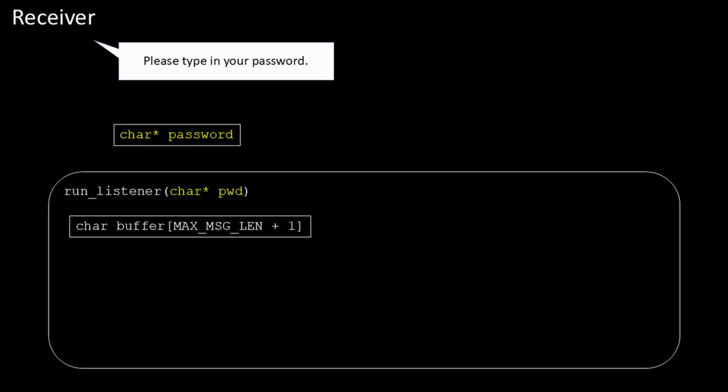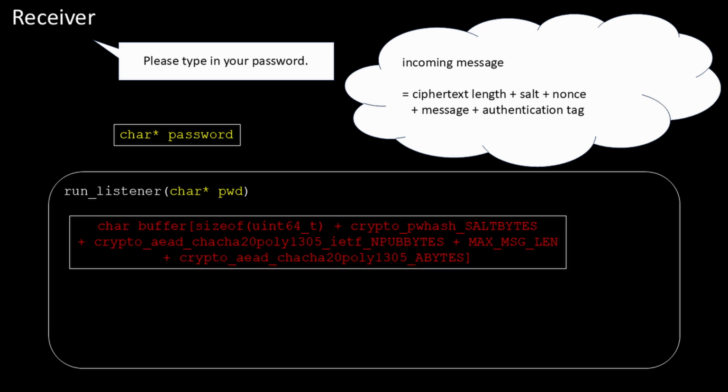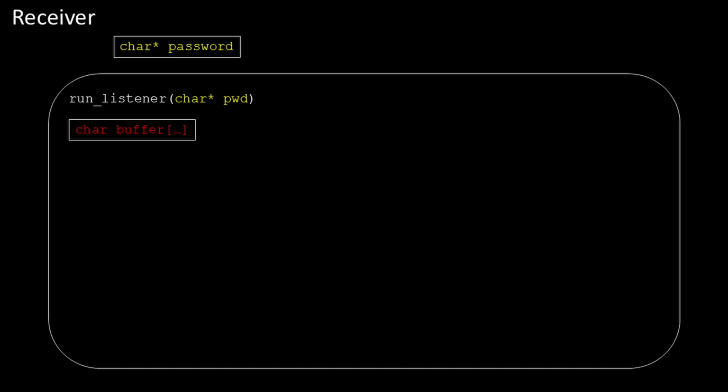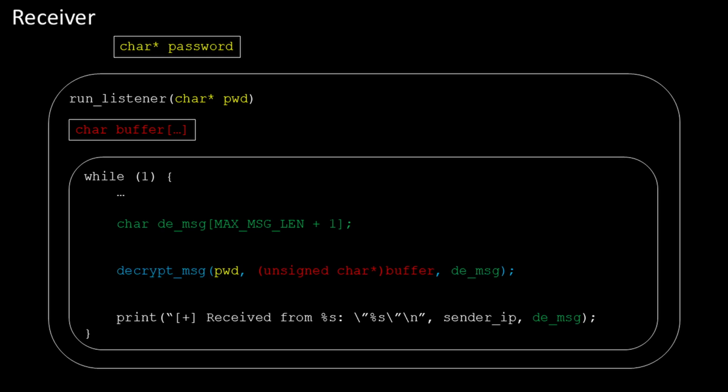Inside this function is a character array buffer with the maximum message length plus 1 byte for storing the incoming messages. But consider that each incoming message contains the ciphertext length, the salt, the nonce, and the ciphertext itself, which consists of the message and the authentication tag. I need to make the buffer bigger to capture all of this information. Next, inside this run listener function there is a while loop that runs indefinitely to print out the incoming messages. After receiving the incoming message and storing it in the buffer, a character array needs to be created for the decrypted message. Then put the pointer of the password, the buffer, and the decrypted message into the decryption function.